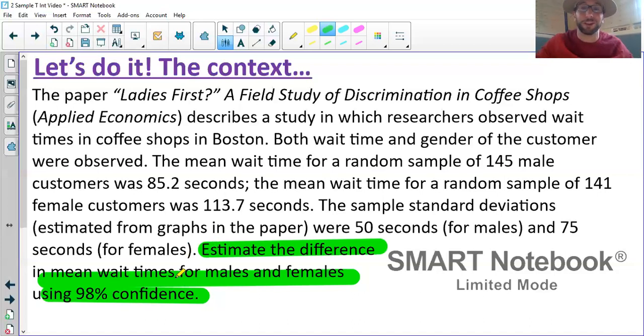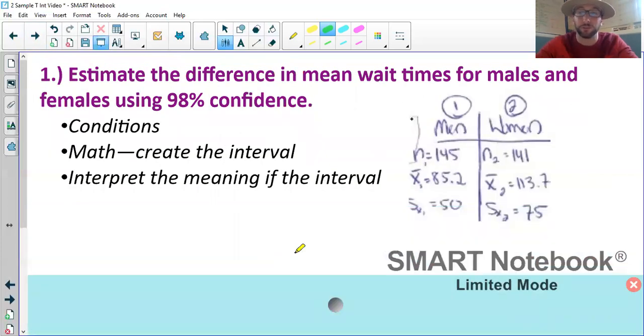Try to just do the whole thing right now. But if not, hopefully the first thing you're going to do, right? Same process: conditions, math, interpret our interval. And then here's my little T-chart, if you wanted to make one of those.